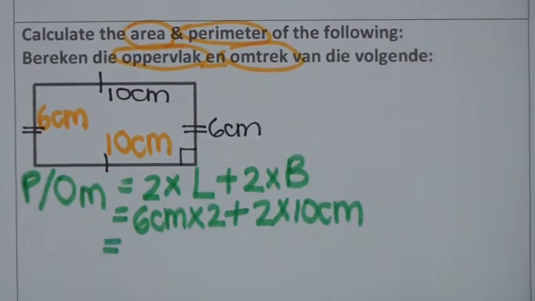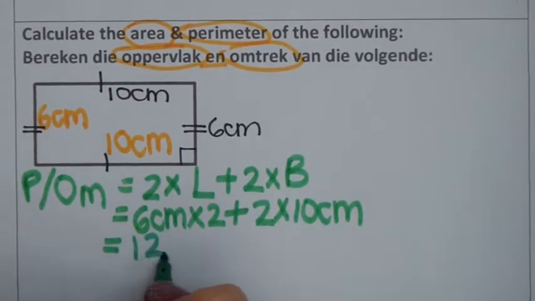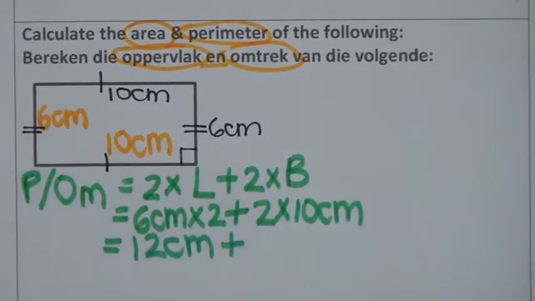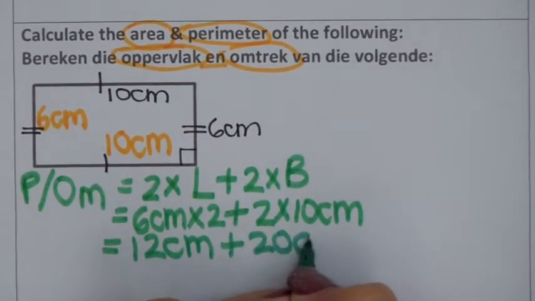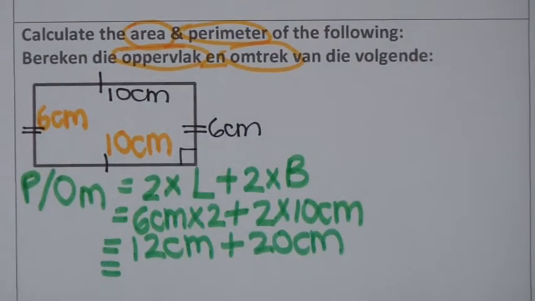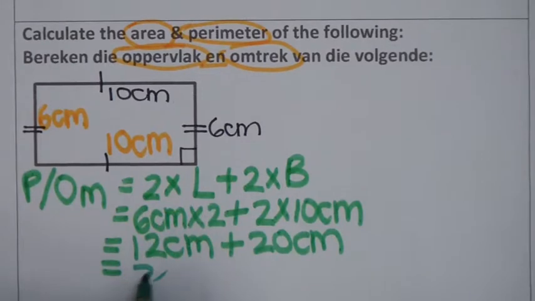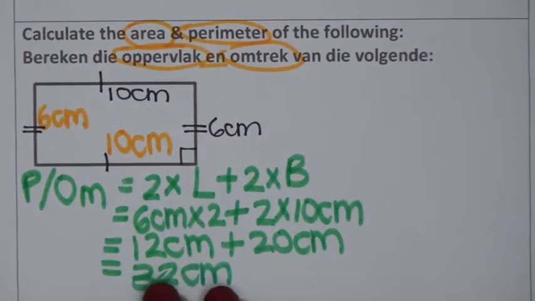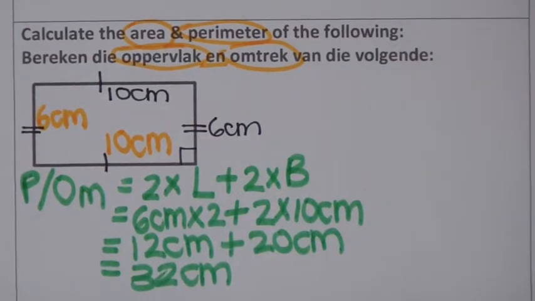Beautiful. And now 6 times 2, 6 maal 2, that's 12 centimeter plus 20 centimeter. Beautiful. And I show my teacher all of my steps, how I got to my answer. En dit is 32 centimeter. Altogether, my perimeter, my omtrek, is 32 centimeter.